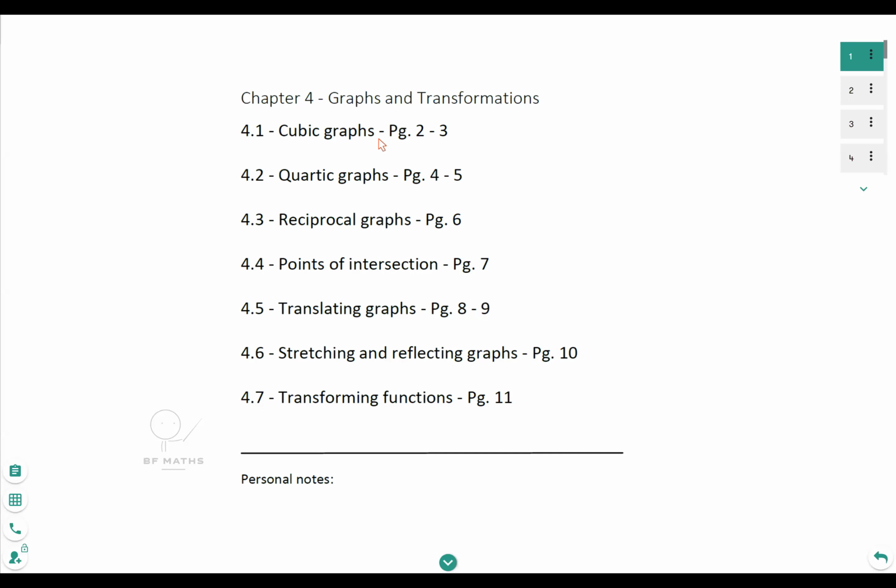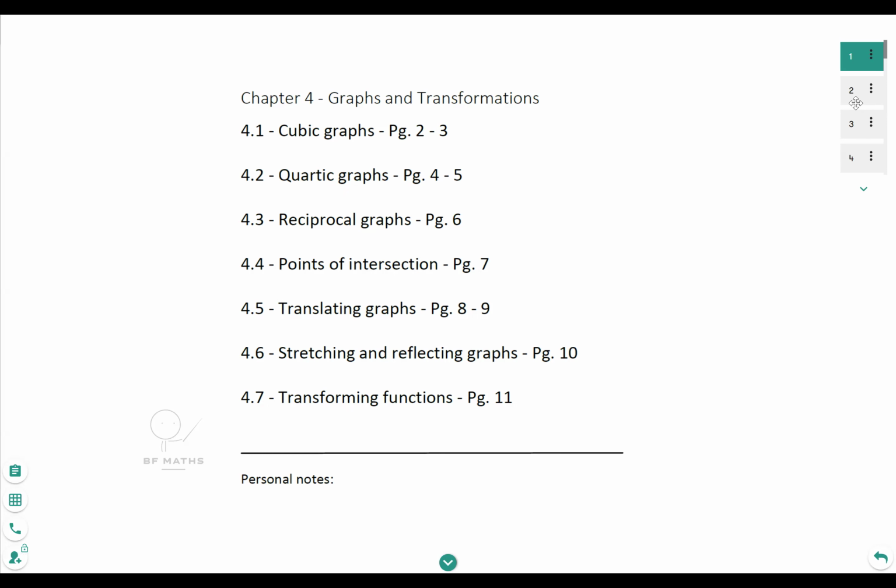So in 4.1, we'll look at cubic graphs, then 4.2 quartic, 4.3 reciprocal, and then 4.4 points of intersection. Then 4.5 to 4.7 is about transformation of graphs. You would have learned a little bit of it from GCSE, so hopefully you remember some knowledge from GCSE that will make it a little easier to get through this chapter.